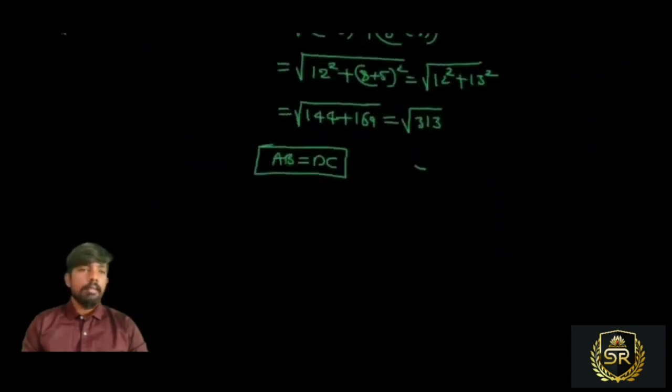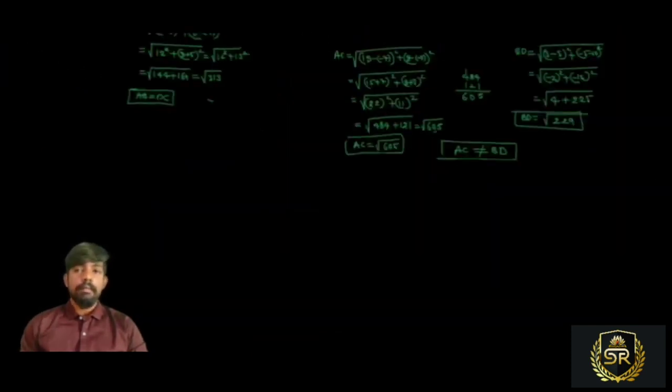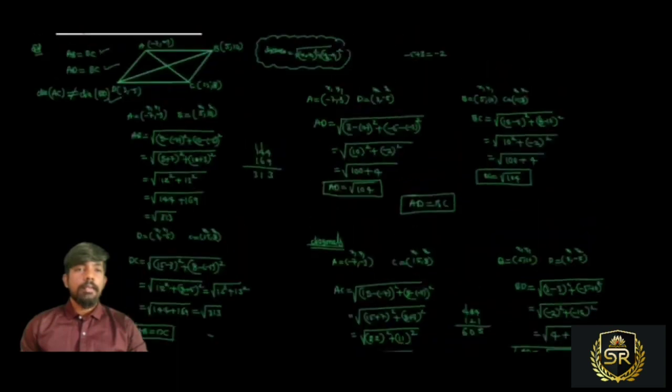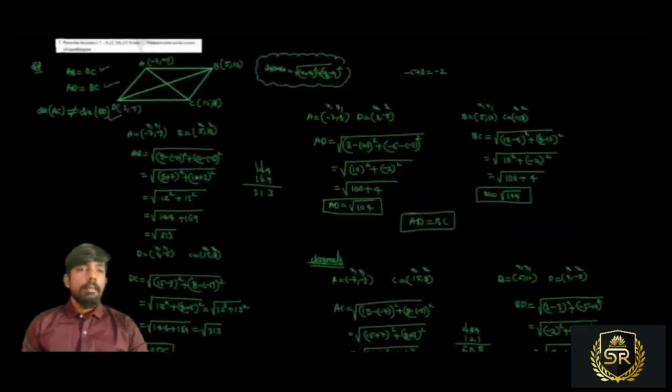Okay. Therefore, we can say here, the question is asking to prove that the points are vertices of a parallelogram. So we found AB equal to DC, AD equal to BC, and the diagonal AC not equal to diagonal BD. Then we can say all the points are vertices of the parallelogram.